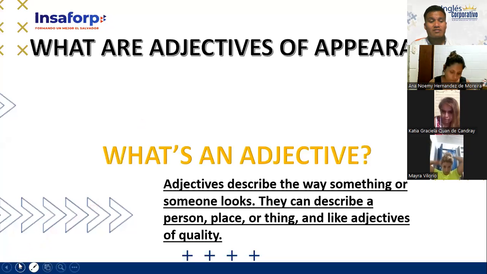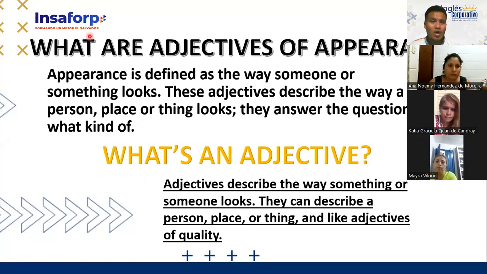Okay. And here we have brief information about what adjectives of appearance are and what a simple adjective is. So I would like to know if someone would like to help me read what adjectives of appearance are. Me, teacher. Katia, go ahead, please. Okay. Appearance is defined as the way someone or something looks. This adjective describes the way a person, place, or thing looks. They answer the question, what kind of.